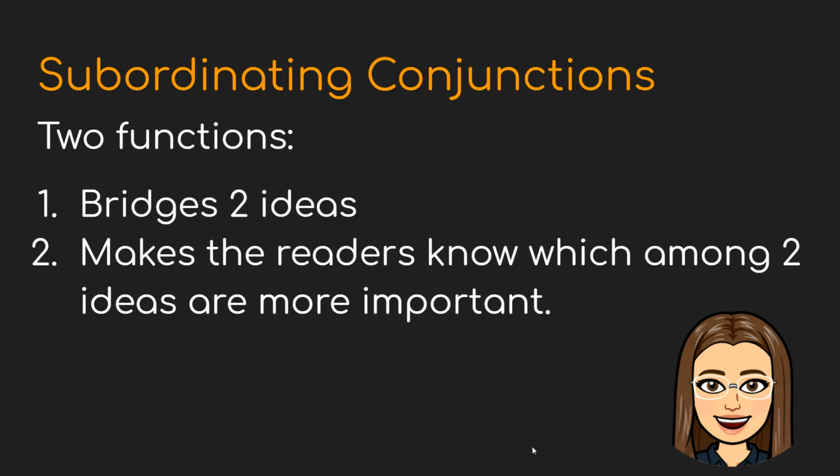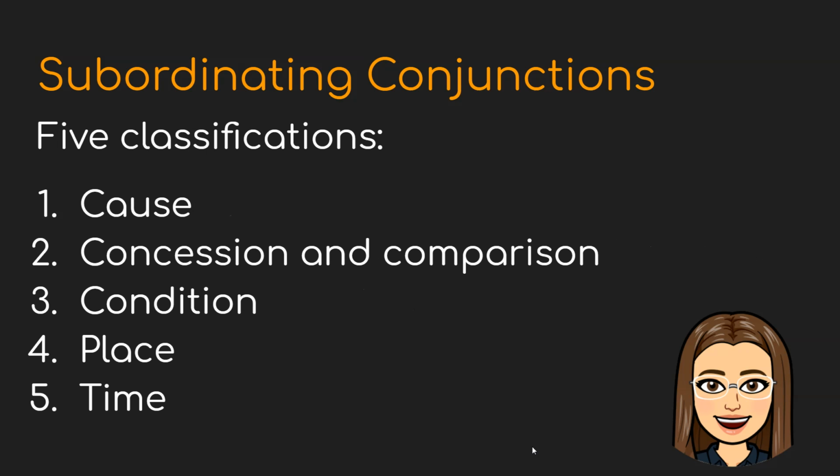Subordinating conjunctions have two functions. First, they bridge two ideas. And also, they make the readers know which among two ideas is more important. This kind of conjunction has 5 classifications. We have cause, concession and comparison, condition, place, and time.